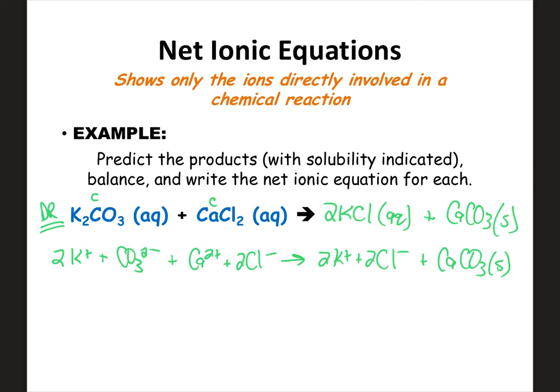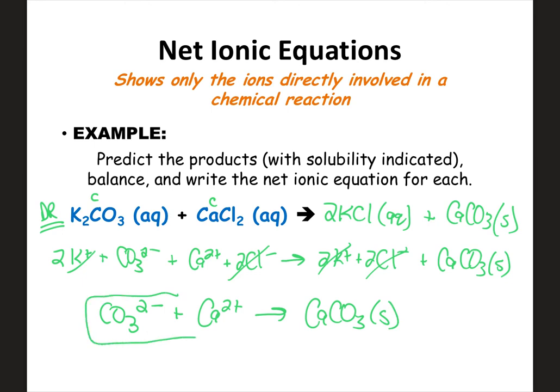All right, so now we're looking for any spectators. I see the K plus is the same on both sides, so it's gone. The Cl minus are the same on both sides, so that one's gone. And then I write what's left. So I have CO3 2 minus plus Ca2 plus going to CaCO3 solid. So that would be the net ionic equation for this particular reaction. It's only showing the substances that are involved in the actual reaction.